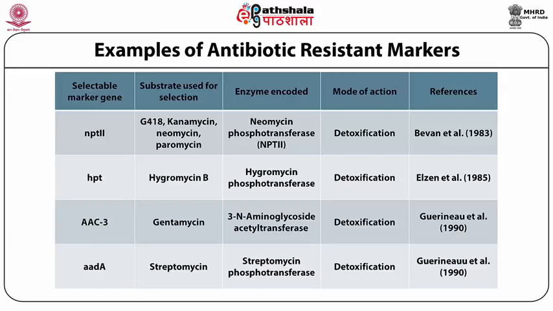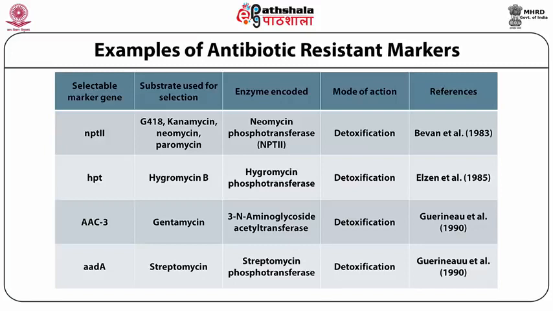There are several genes which have been incorporated into plants, which give resistance against certain toxic concentrations of antibiotics, like NPT2, which codes for neomycin phosphotransferase. This is incorporated to confer resistance against kanamycin in plants. This enzyme, neomycin phosphotransferase, detoxifies kanamycin, neomycin, paromomycin, etc.